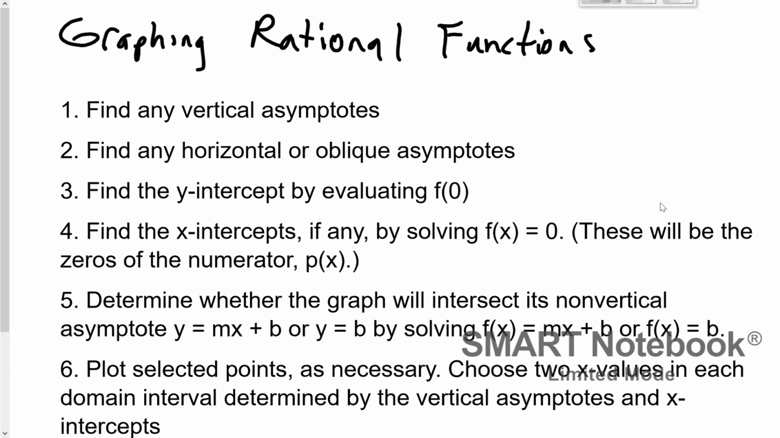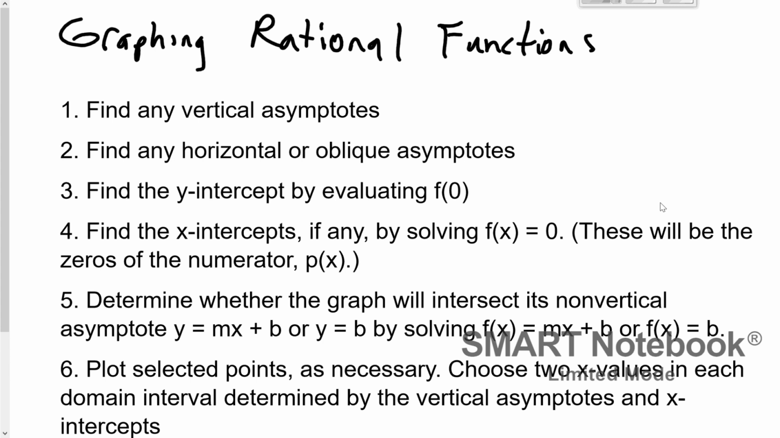Finding the x-intercepts, it might seem a little hard because we just dealt with polynomials, and polynomials were difficult. But all we have to do here is really set our numerator equal to 0. So if we set the numerator equal to 0, then we can find those x-intercepts. Number 5, this is what I kind of talked about, where the horizontal asymptote can be crossed, but then it comes back and approaches that horizontal asymptote just from the other side.